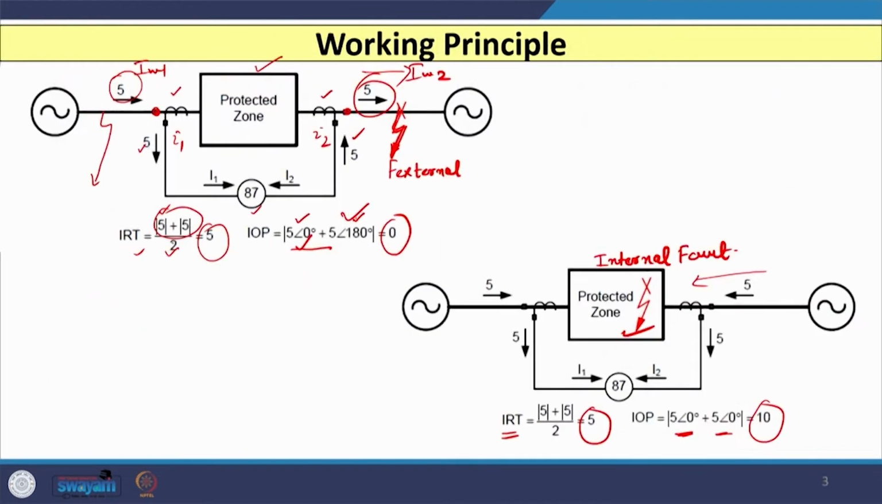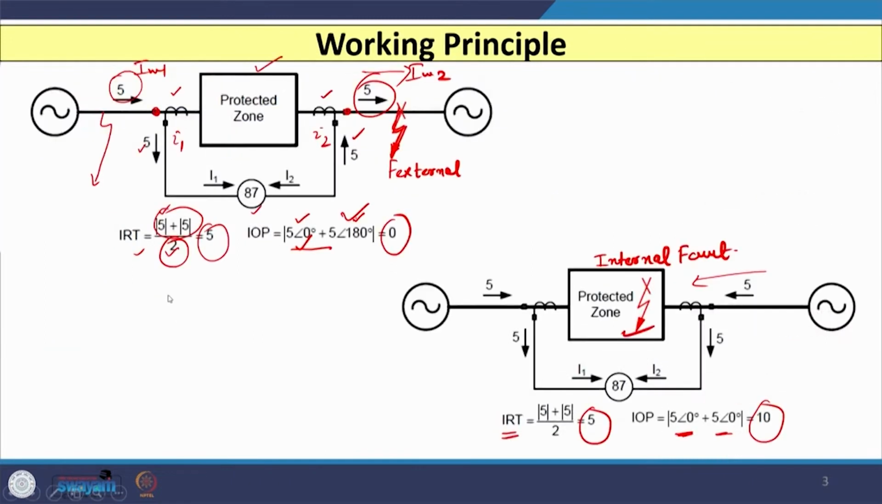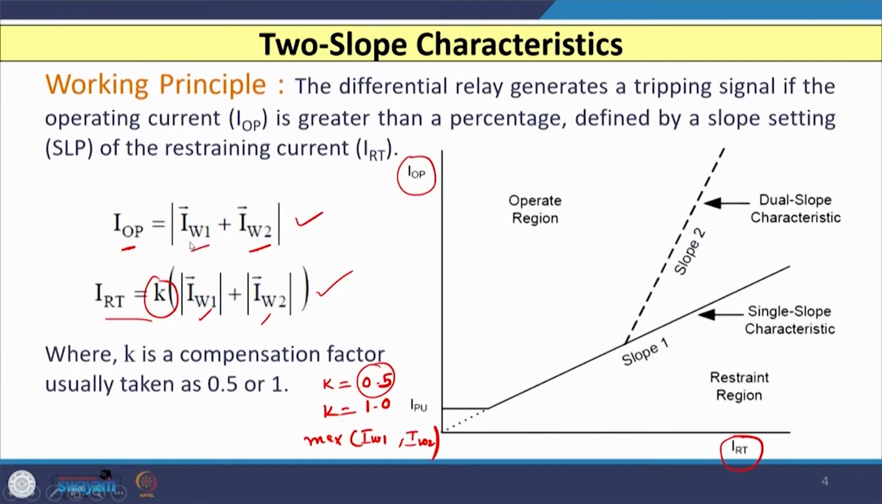Now, instead of writing this 2, I have written k. This k is the compensation factor, and you can consider it as either 0.5, or 1, or you can also consider the max of I W1 and I W2. So there are 3 possibilities, but most utilities will consider k as 0.5. That is why this 1/2 comes here, so that you can consider.